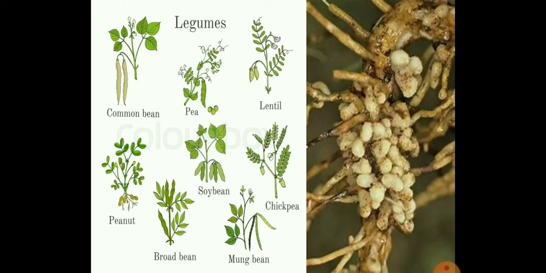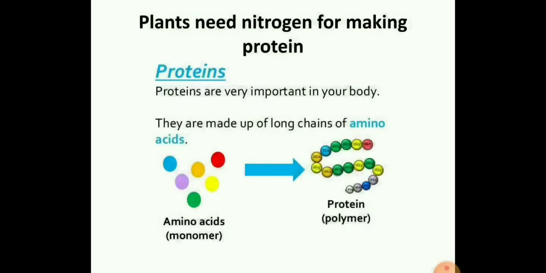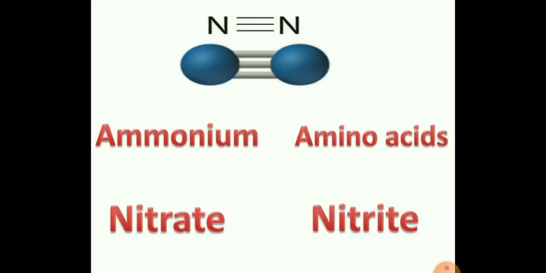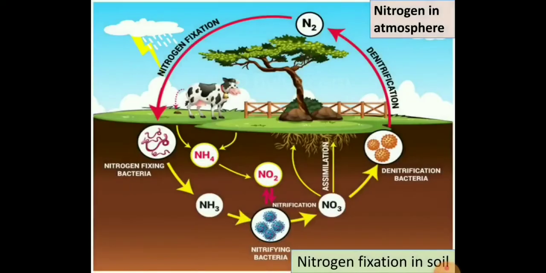Rhizobium bacteria can be found in the root nodules of leguminous plants. These are swellings that can be found along the roots. Rhizobium carry out the process of nitrogen fixation. Plants need nitrogen to produce protein, but they can't take it directly from the air, where it is abundant in the form of diatomic nitrogen gas. In order for plants to get nitrogen, it must be converted into a usable and soluble form, such as ammonium, amino acids, nitrate and nitrite by the process of nitrogen fixation.